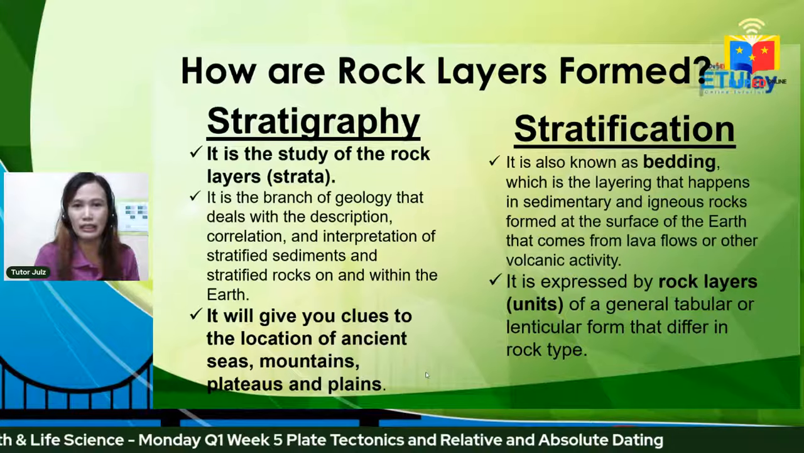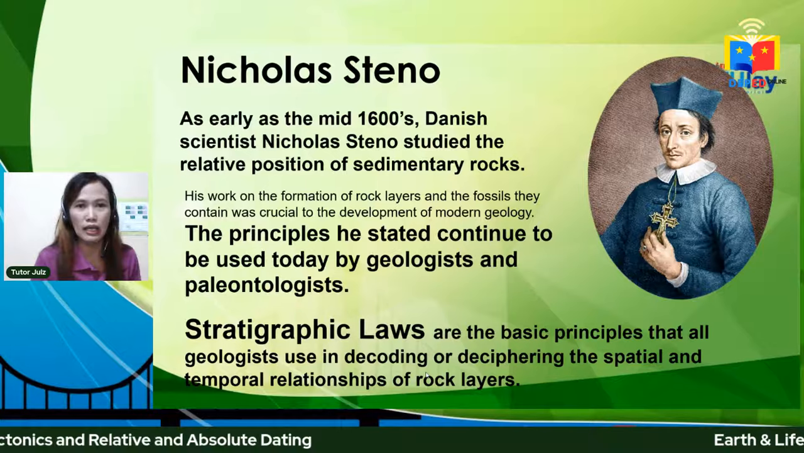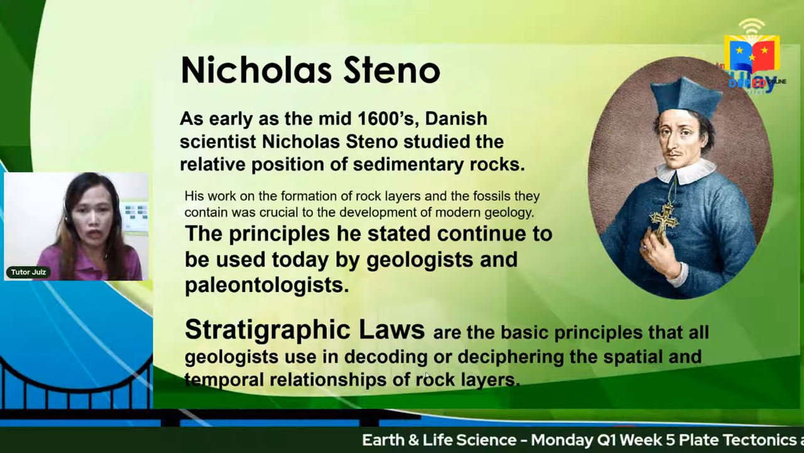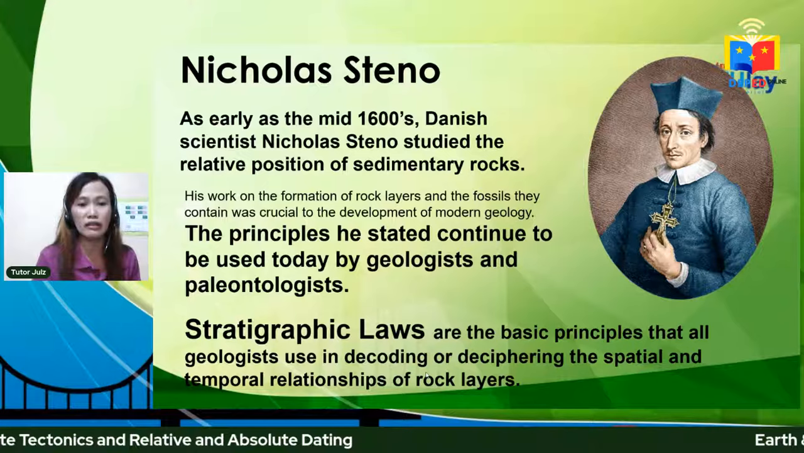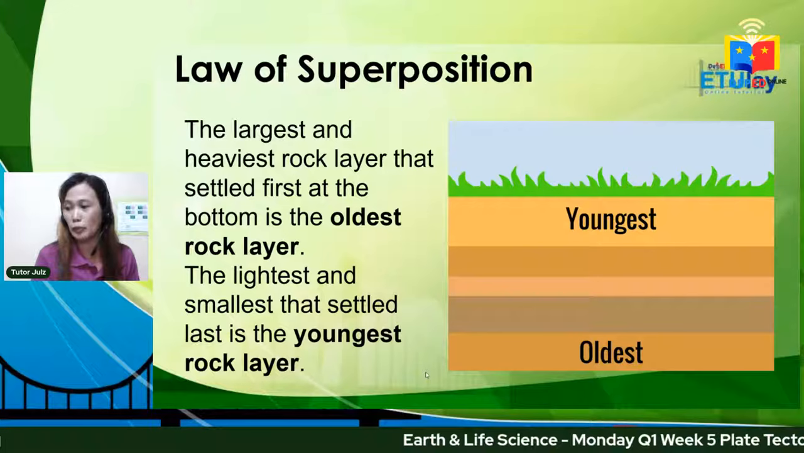According to Nicholas Steno, a Danish scientist, the stratigraphic laws are the basic principles that all geologists use in decoding or deciphering the spatial and temporal relationship of rock layers. So how can we use these stratigraphic laws? Okay, number one, the law of superposition.